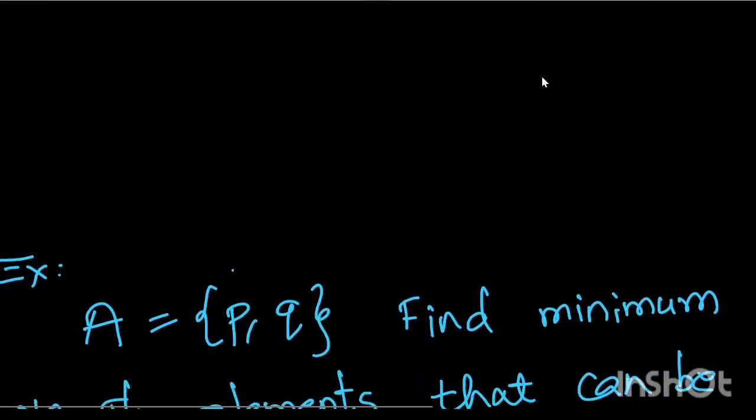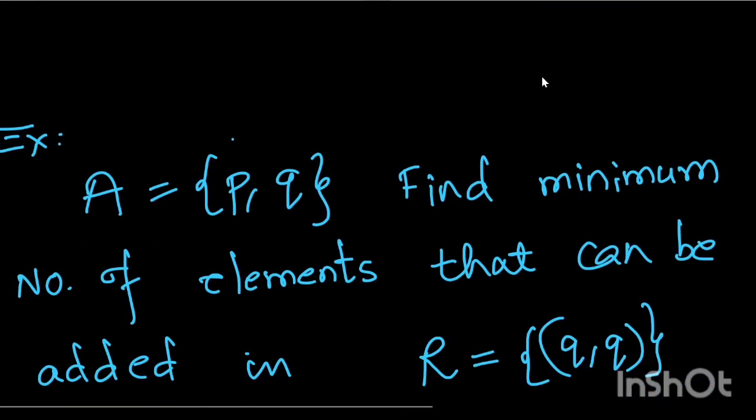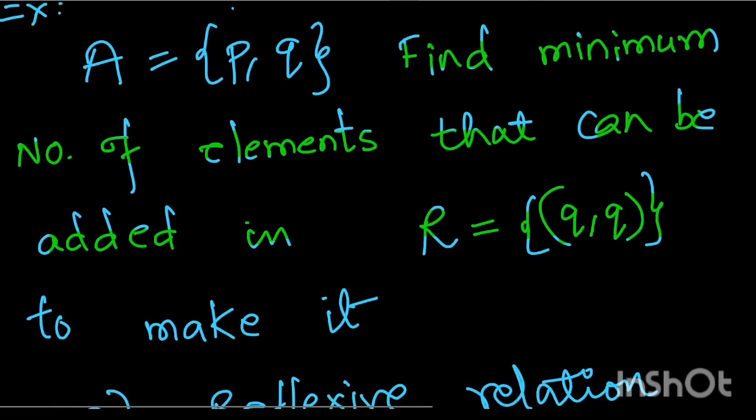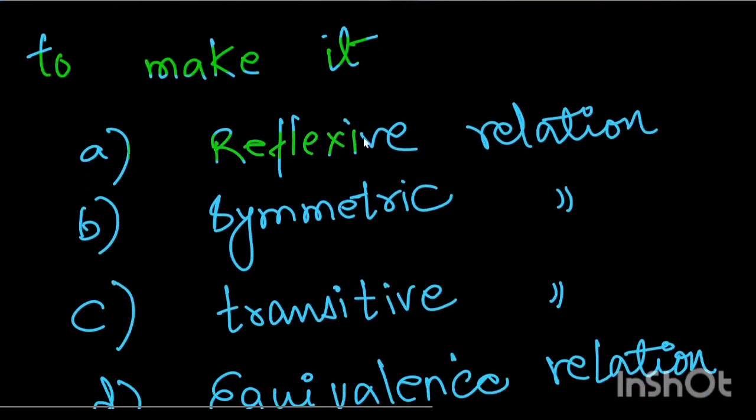So now let's take an example. If A is P comma Q, find the minimum number of elements that can be added in this relation R, which contains Q comma Q, to make it reflexive, symmetric, transitive, and finally an equivalence relation.